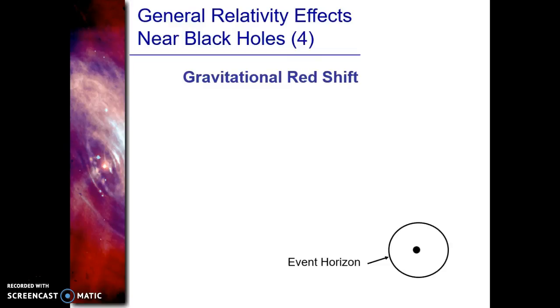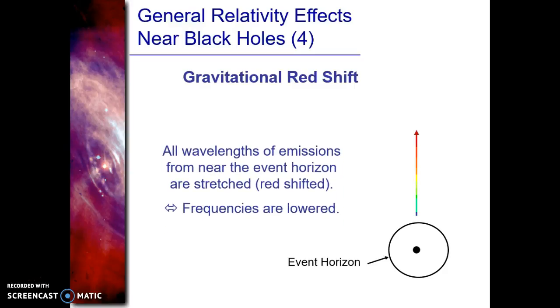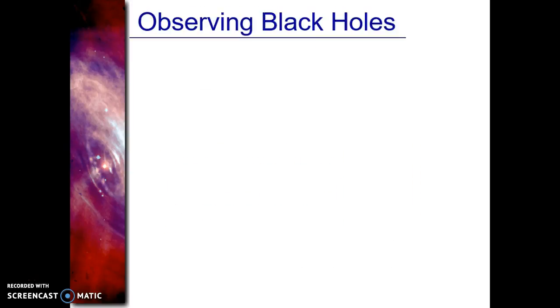Gravitational redshift will also happen. So all wavelengths of emission near the event horizon, or the boundary, will be stretched and redshifted. The frequencies will actually be lowered. So how do we observe black holes?